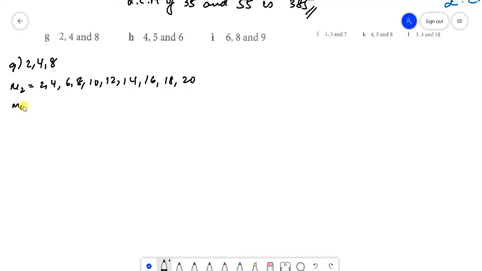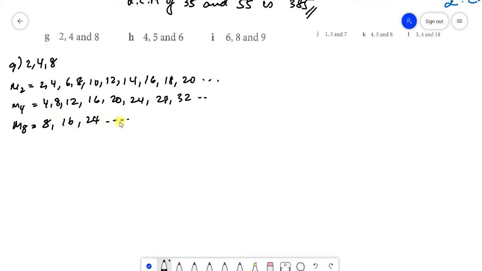Okay, we write M4. 4, 8, 12, 16, 20, 24, 28, 32, and so on. We have M8. 8 ones are 8, 8 twos are 16, 8 threes are 24, and so on. So you can notice here that we have a lot of common numbers. So let's say 24. If we go one more number, we can get 24 here as well. So as you can see, we have 24 common here, here, here.